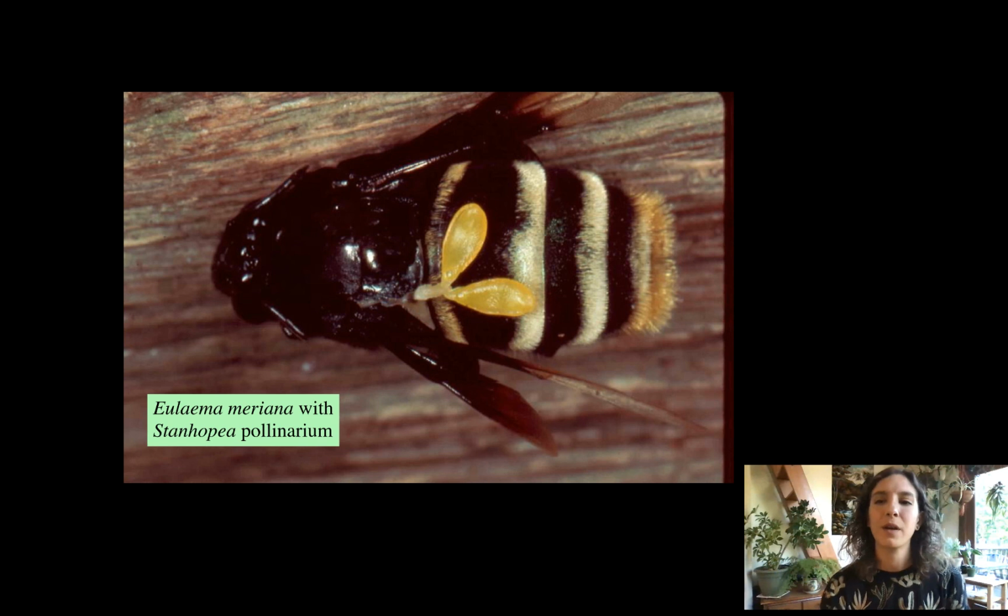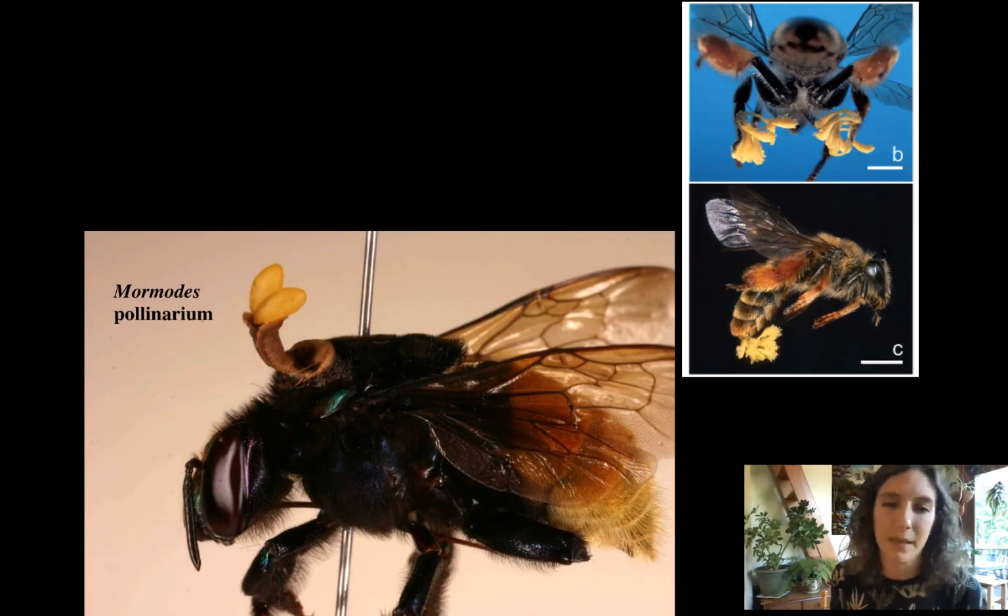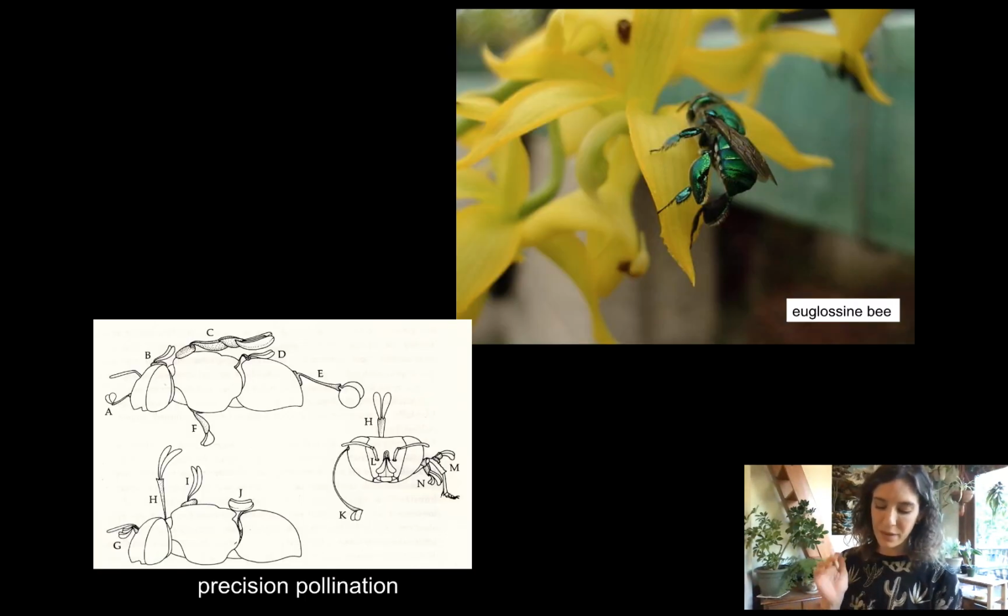And we're talking very specialized. Sometimes it's just one very specific species of bee or something like that. Here are some other examples. Sometimes they are hanging off of the bee or the wasp or the fly in a funny way. Sometimes they're on their legs. Now this picture is really cool.